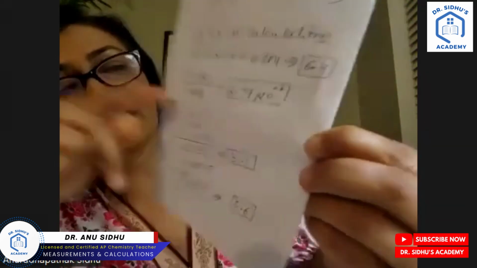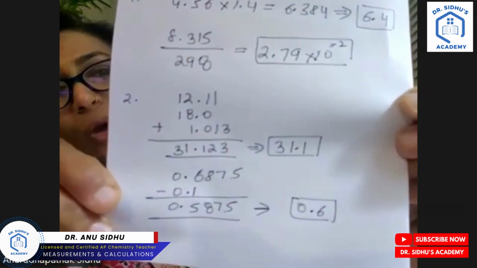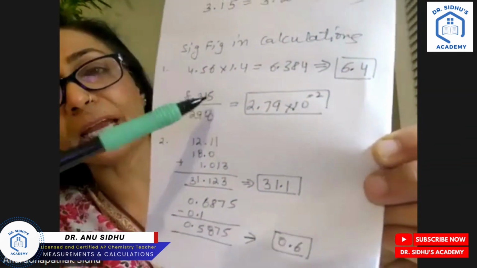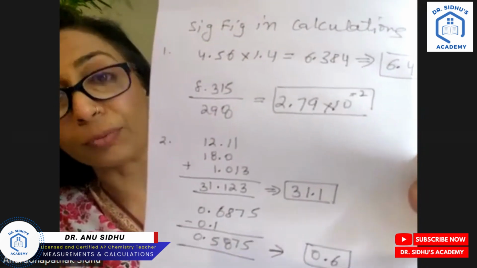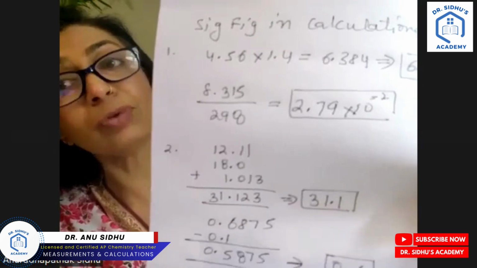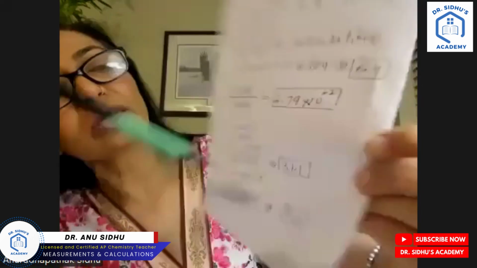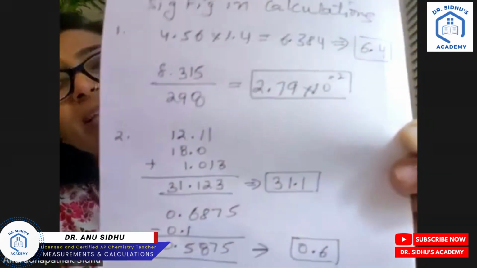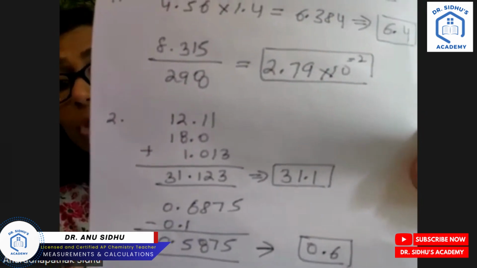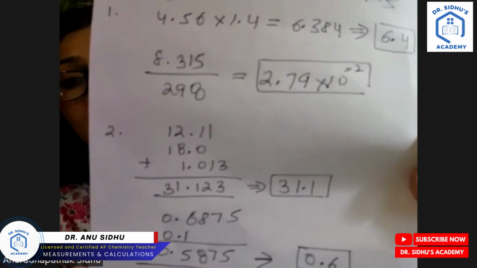Similarly, with division, there is an example: 8.315 divided by 298. How many sig figs are in 8.315? There are 4. How many sig figs are in 298? There are 3. It means we have to report our answer to 3 sig figs because that is the lesser one. So our answer should be 2.79 times 10 to the power of -2, because 10 to the power of -2 is the exponential part. We won't count it as a sig fig. So 2.79 has 3 sig figs.